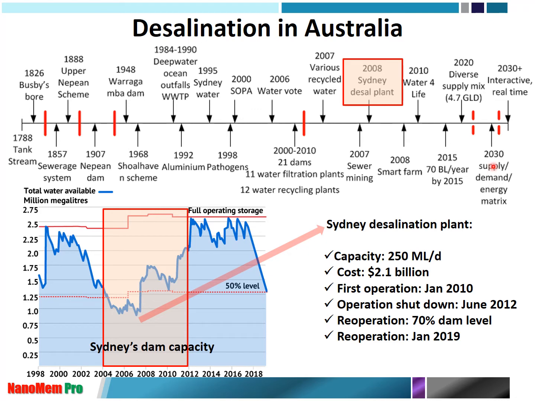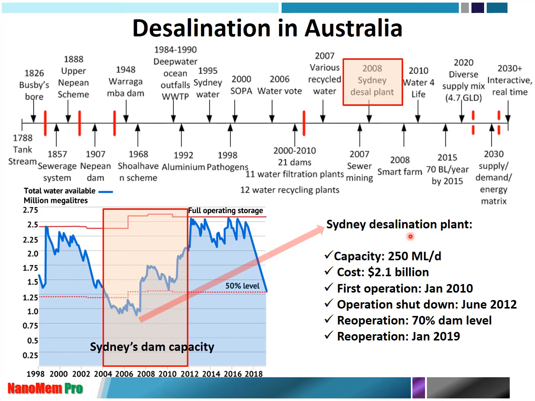If you look at the Sydney desalination plant, this is the water capacity of the full operation storage. This is the dam in the Sydney area, and you can see the level of the dam started to decrease in 2000, and this is the 50% level of the dam. And then they realized that if we had one more drought season, we would have a very severe water shortage problem. That's the reason why they started to build the Sydney desalination plant in 2008.